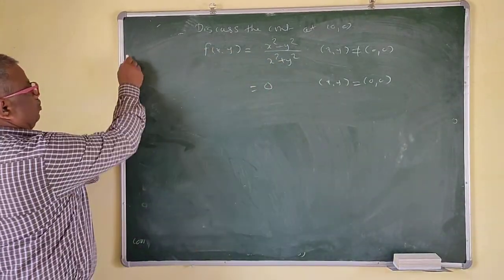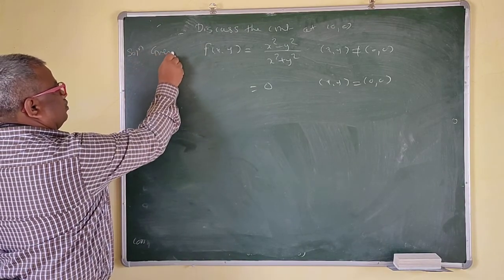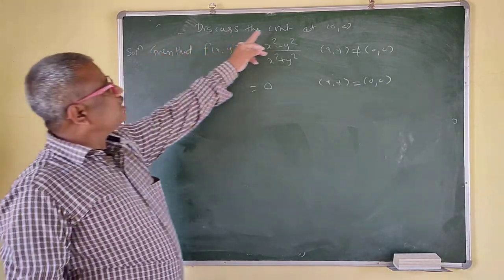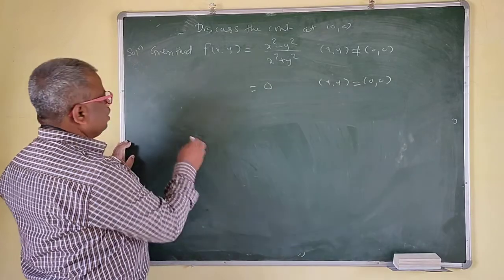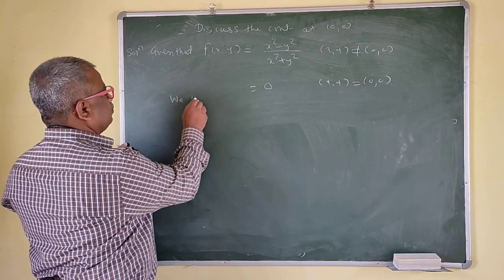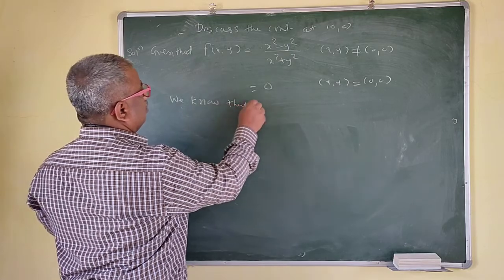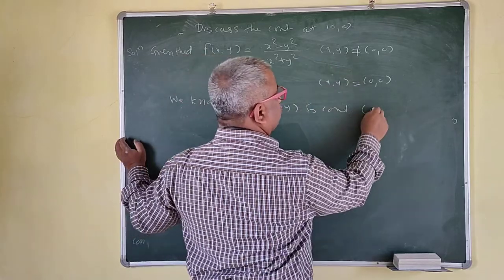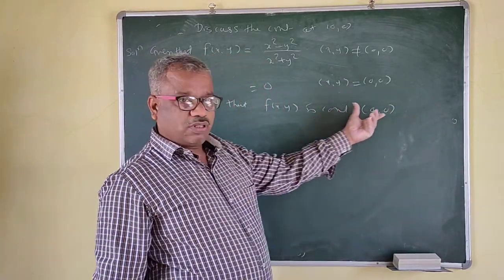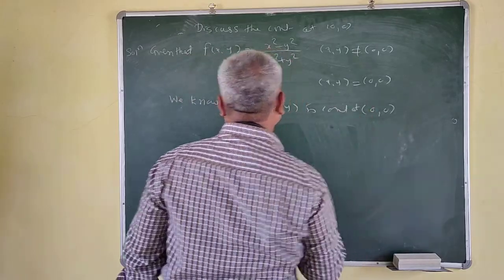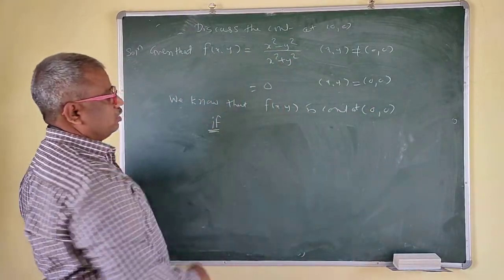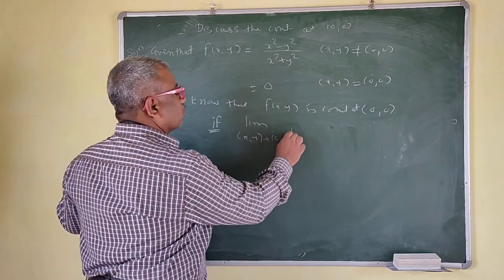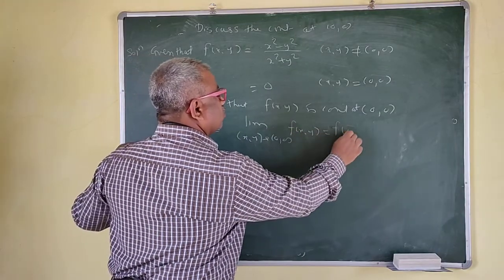Okay, now the solution. Given that f(x,y) is equal to this. What do I have to do? We have to discuss the continuity at (0,0). Just we write the definition first. We know that f(x,y) is continuous at (0,0) if, and this is very important, the limit as (x,y) tends to (0,0) of f(x,y) is equal to f(0,0).